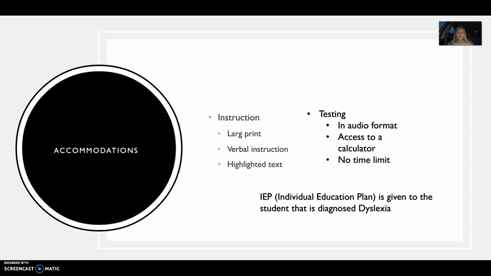Accommodations. During the instruction process, you may want to use large print, verbal instruction, and highlighted text. I know as a student today that I love highlighted text. It may not help a dyslexic student very well because it is involving them to read things, but you'll need to go through and explain what you're going for in that highlighted text.